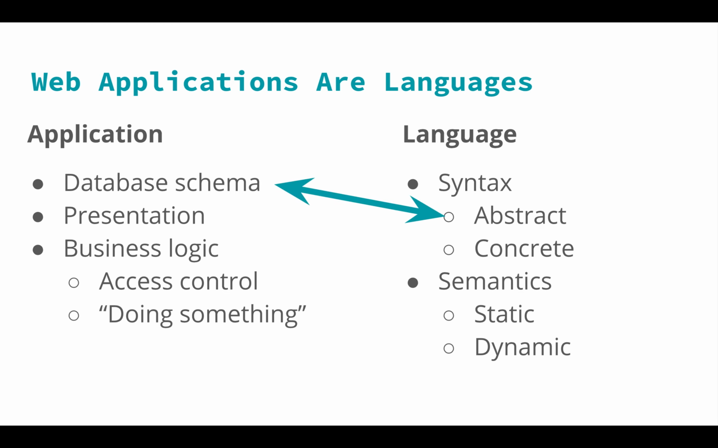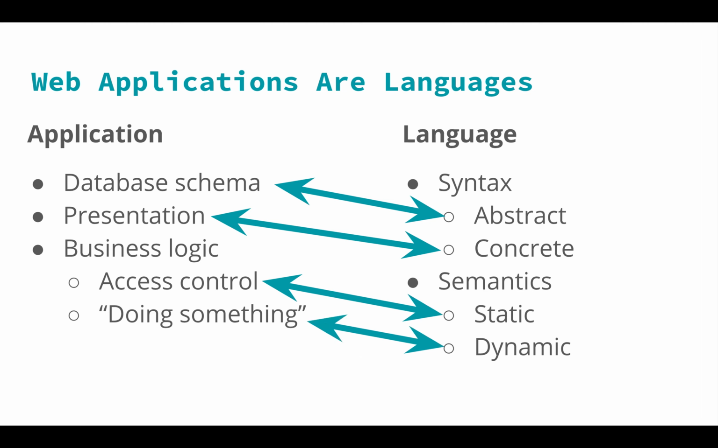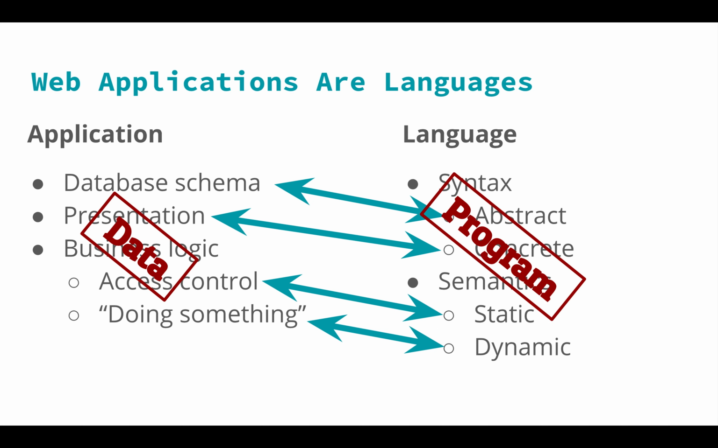Now, a database schema is similar to an abstract syntax in that they both define types of things: the types of things that go into the database or the types of things that go into the program. Presentation, like concrete syntax, gives human-readable forms to those things. Access control, like static semantics, restricts what can be placed in the database or in a program beyond what the schema or abstract syntax allow. And by doing something with the data, we actually give it meaning, kind of like dynamic semantics for a language. So we have compared the data in an application to a program in a language.